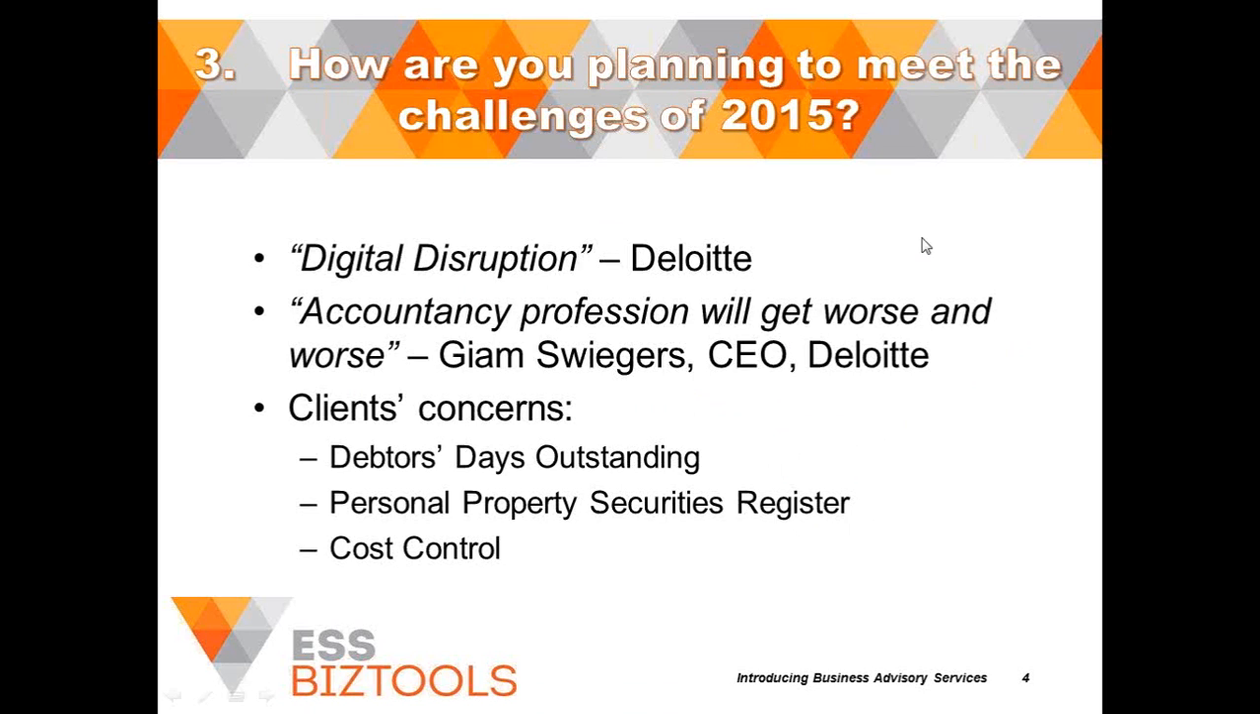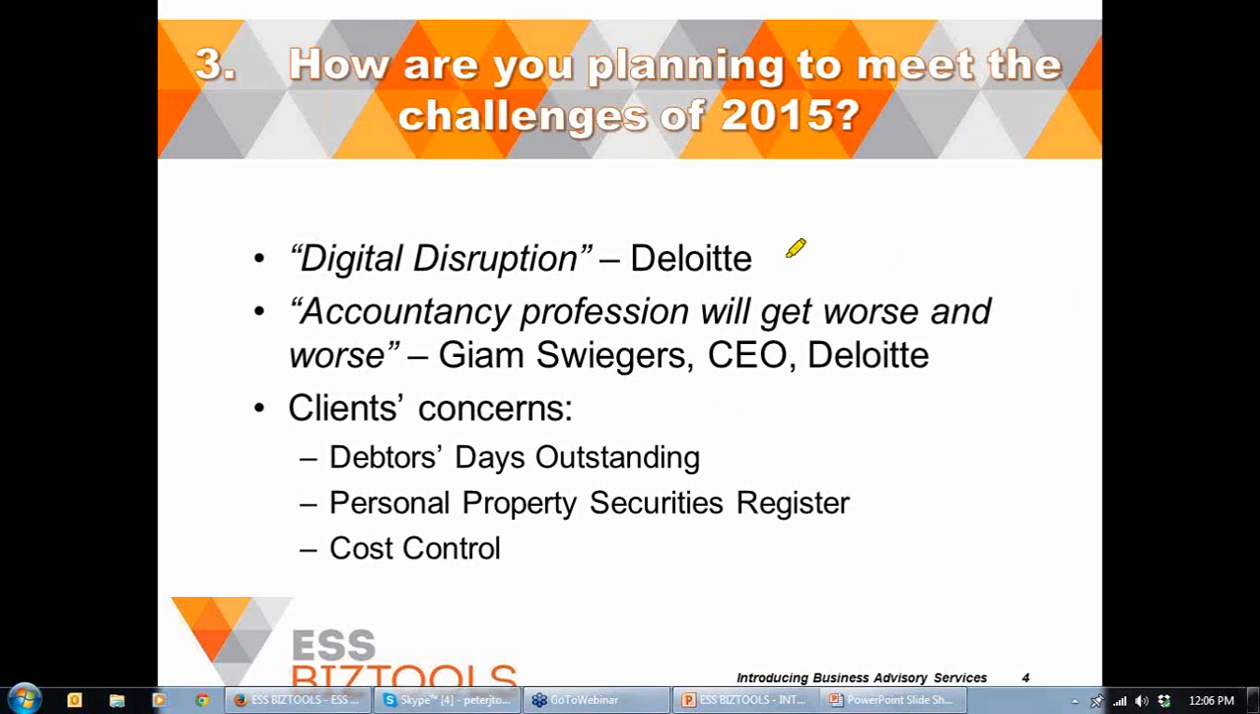Why is this an issue in 2015? Well, I think you can summarize it a number of ways. If you haven't read the report by Deloitte on digital disruption, I would recommend that you do so. We are able to send you a copy of the link to their website where digital disruption reports appear, and I would commend that to you. It's interesting to look at an article that was attributed to the then CEO of Deloitte, Guy Swigers, 18 months ago, in which he said the accountancy profession will get worse and worse.